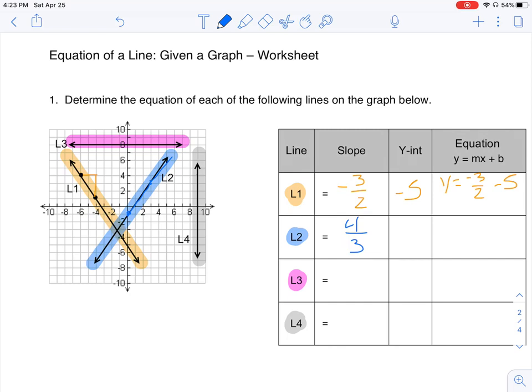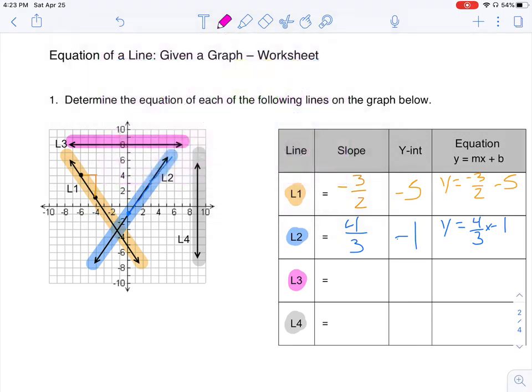Where does the line touch the y-axis? Right at -1. So -1 is my y-intercept. Therefore, the equation of this line is y equals 4 over 3 x minus 1.